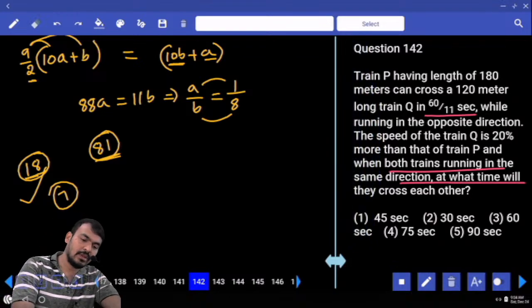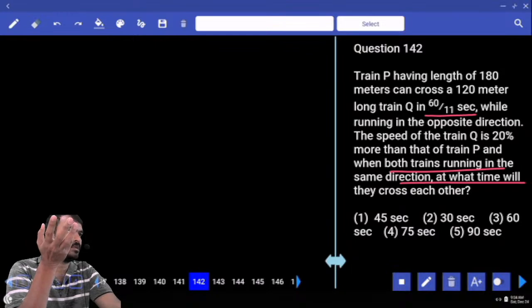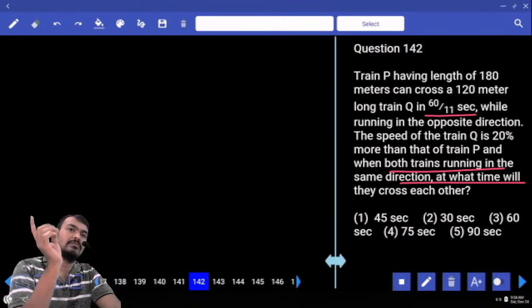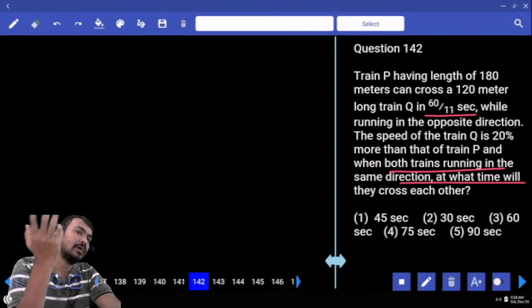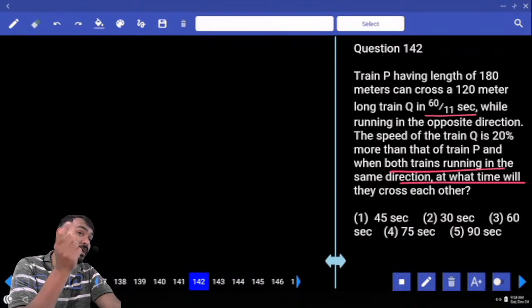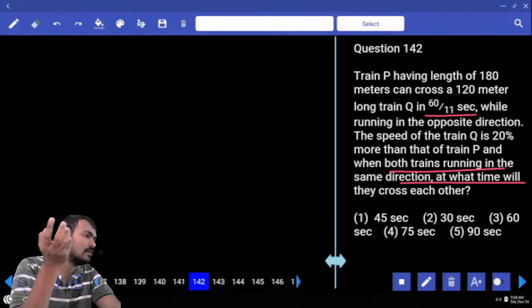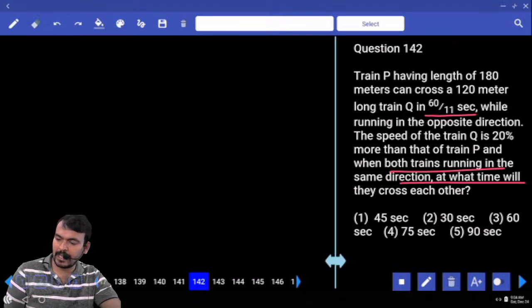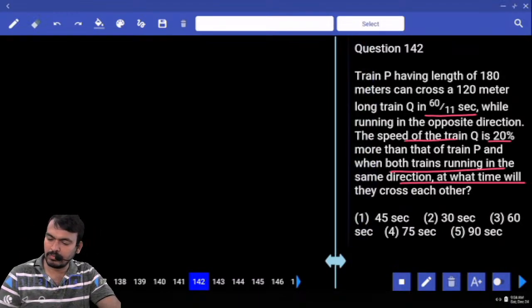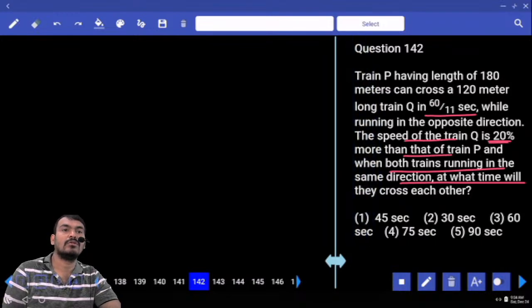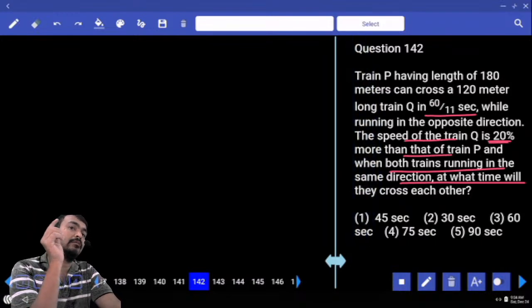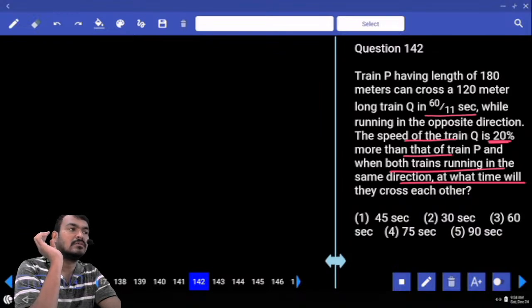When a train passes another train, either in the opposite or same direction, the distance is the same, the total of both trains' lengths. But in the opposite direction, the relative speed is the sum of the speeds, and in the same direction, the relative speed is the difference of the speeds. Q's speed is 20% more than P's, so P's speed is 5 parts and Q's speed is 6 parts.